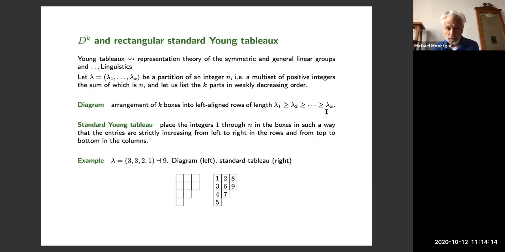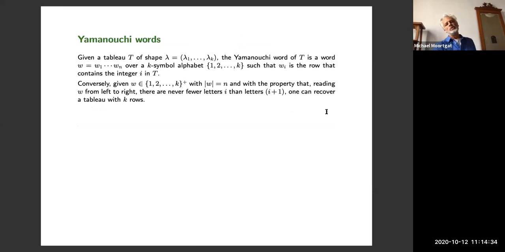So then we have the empty diagram here on the left, and we can fill it, for example, in the way indicated here. So 1, 2, 8, the first row is strictly increasing; 1, 3, 4, 5, the first column is strictly increasing, et cetera. Okay, that's the Young tableau. Now, with a Young tableau, you can associate a word. That's going to be the connection with the three-letter Dyck languages, or the k-letter Dyck language, for that matter.